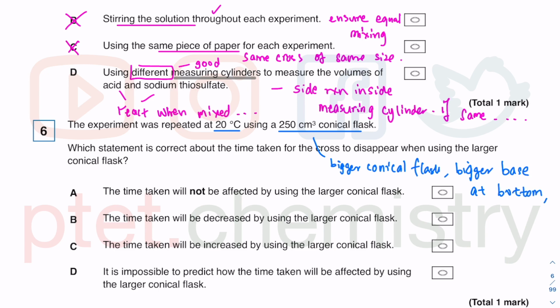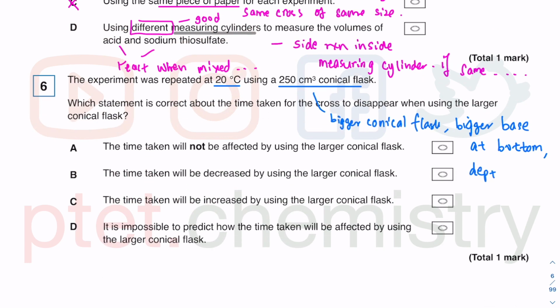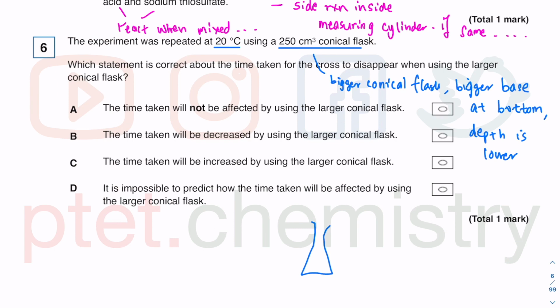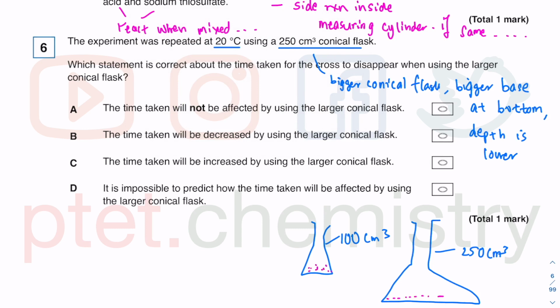If the base is bigger, that means the depth is not as deep, so the depth is lower. So the solid precipitate, if I prove my point, let's say this one is now using 250 cm3. Just now you were using 100 cm3. So your precipitate was going to be formed over a smaller surface area. Here it is over a larger surface area. Because your depth of solution is not as deep as compared to the 100 cm3 flask, it's going to spread out the precipitate, which means it's going to take a longer time for you to obscure the cross underneath, because it's not as deep anymore.